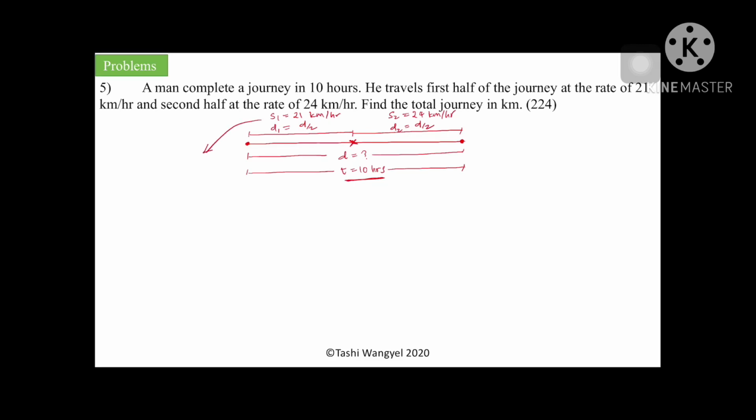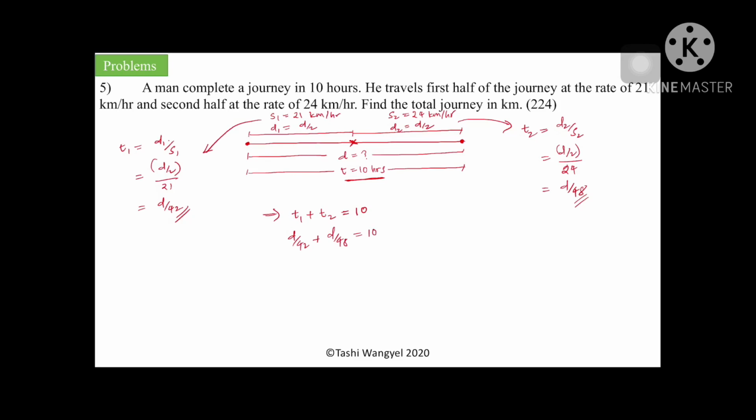We know that time is equal to distance divided by speed. So t1 is d by 2 divided by the speed s1, which is 21, so t1 is d by 42. And t2 is d by 2 divided by s2, which is 24, so t2 is d by 48. When we add t1 and t2 it should give the total time 10 hours. So d by 42 plus d by 48 is equal to 10.